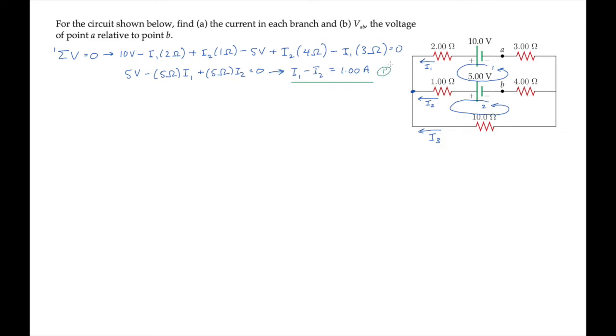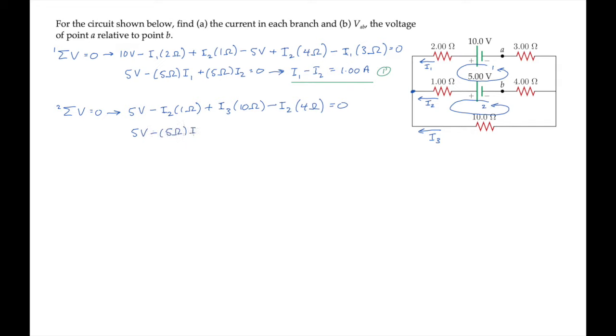When we write Kirchhoff's loop rule for the second loop, starting at the 5-volt battery, we find 5 volts minus the current times the 1 ohm moving with the direction of I2, and then a plus sign as we move against the assumed direction of I3 through the 10 ohm resistor, and then a minus sign moving in the assumed direction of I2 through the 4 ohm resistor, and all those sum to 0.